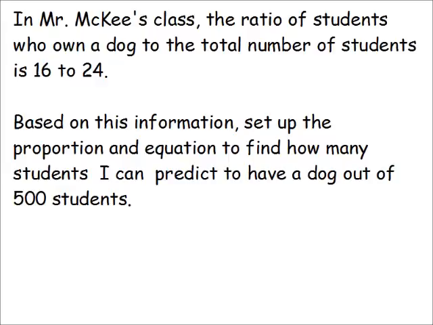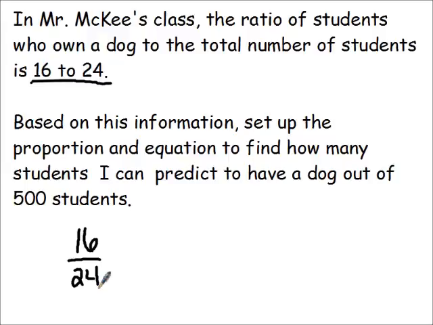Let's look at an example of setting up a proportion and how it would be solved. In Mr. McKee's class, the ratio of students who own a dog to the total number of students is 16 to 24. Based on this information, set up the proportion and equation to find how many students I can predict to have a dog out of 500 students. So we'll always start with a given ratio, and here our given ratio is 16 to 24.